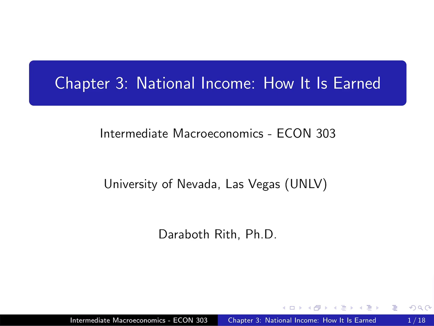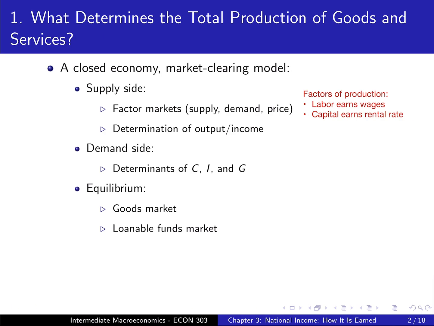Chapter 3: National Income, How It Is Earned. Let's begin this chapter by asking a fundamental question. What determines the total production or output of goods and services in an economy? We'll focus on a closed economy, meaning there is no trade with the rest of the world.